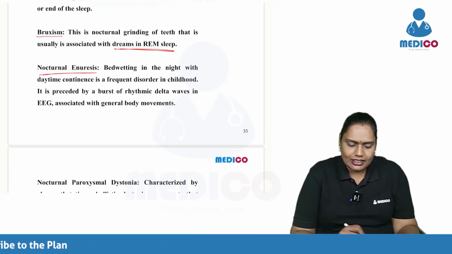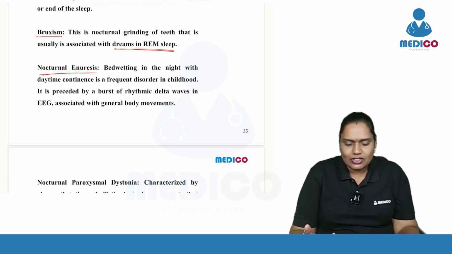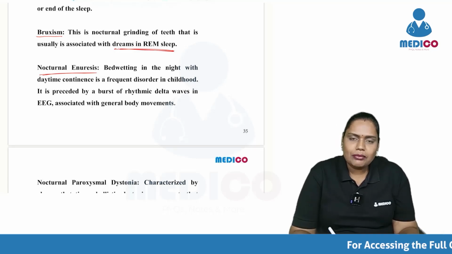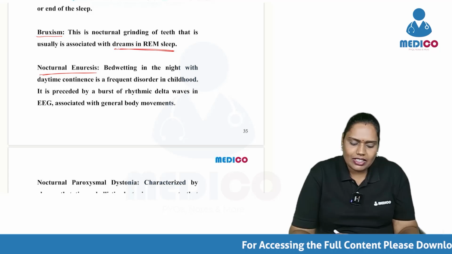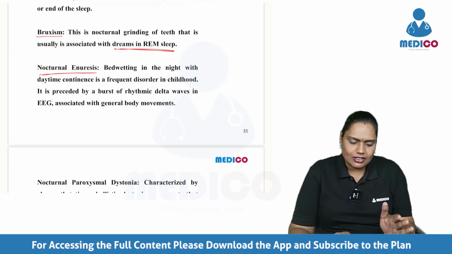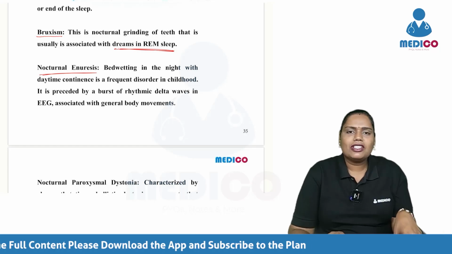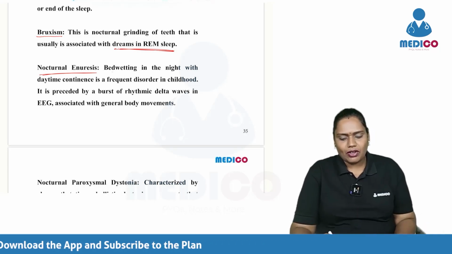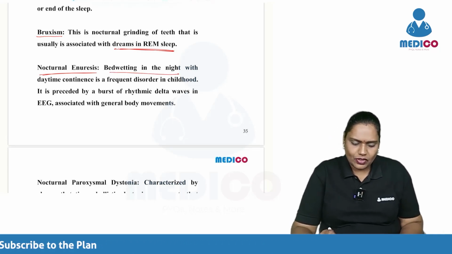Bedwetting at night in children above 8 years of age. When does nocturnal enuresis become pathological? In children even beyond 5 to 8 years, if they still continue bedwetting, then only we call it pathological. But from the physiology point of view, nocturnal enuresis means bedwetting in the night.